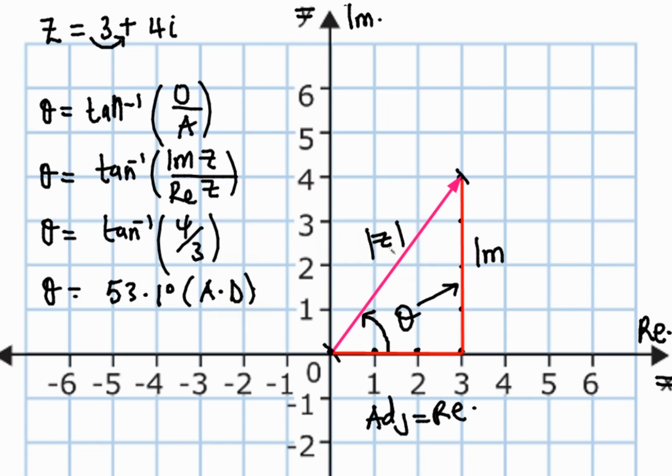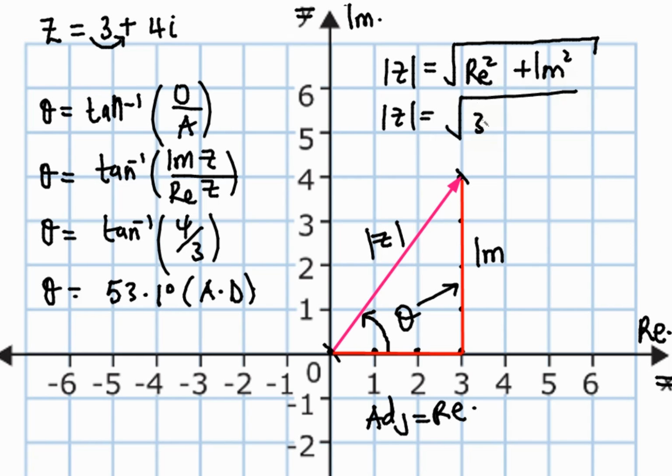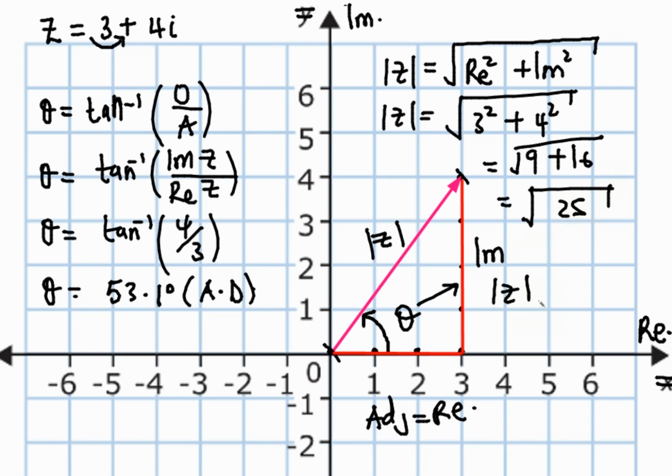Okay, so let's obtain the length of z. So we shall say the length of z is equal to the square root of the real part squared plus the imaginary part squared. Okay, so the size of z is equal to the root. The real part is 3, we square it, then the imaginary part is 4, we square it. So this is equal to 3 squared, that is 9, and 4 squared, that is 16, and the root, implying that this is the square root of 25. So the size or the length of z is equal to 5 units.